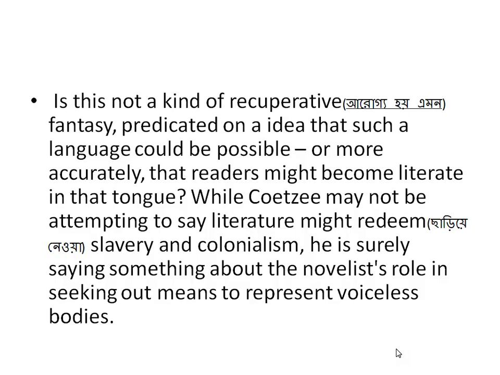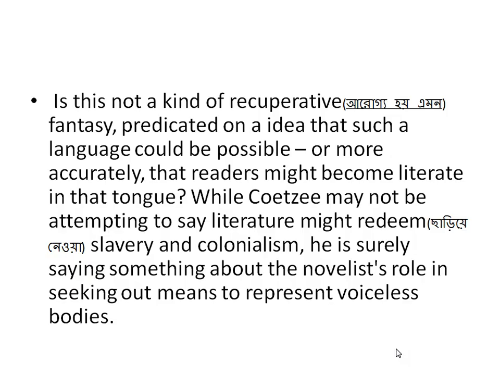Okay, or more actually, the readers might become literate in that tongue. While Coetzee may not be attempting to say literature might redeem slavery or colonialism. So what's the result of literature? Literature will make you conscious about something.